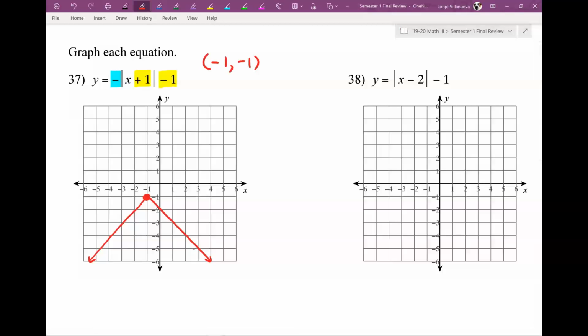Now, you'll notice for number 38, I'm going to highlight something here real quick. There is no negative there. So that means this looks like a normal V, right? It's opening up. Now, minus 2 and minus 1 in terms of a vertex means 2 comma negative 1. Remember, it's always the opposite of what you see inside of that absolute value. So 2, negative 1 is here. And then you're just going to draw the V shape. And there you go. So those should be pretty quick.